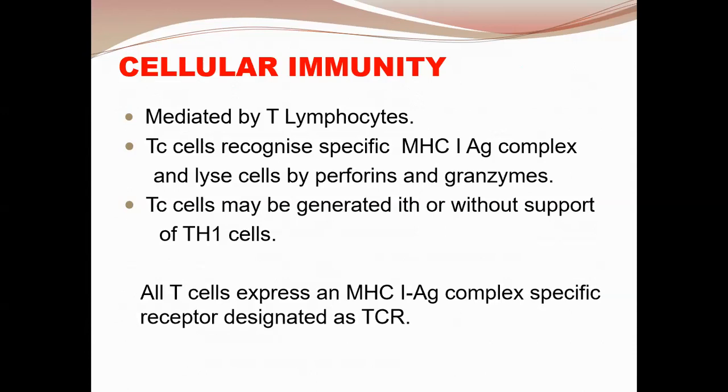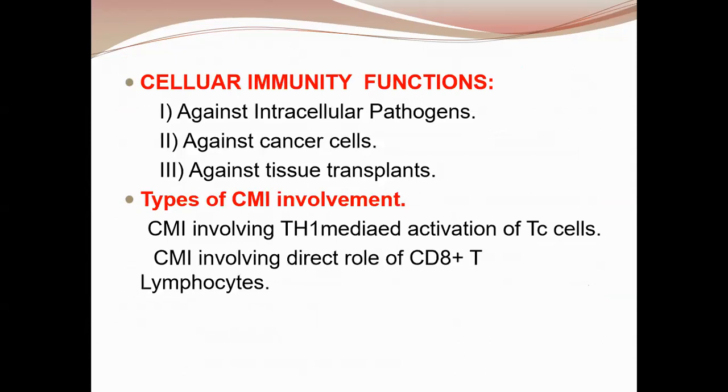Now, what is cellular immunity? What are the functions of cellular immunity? They are active against intracellular pathogens. Their function is against the cancer cells. Their function is also against tissue transplants. So the three major functions of cellular immunity are acting against intracellular pathogens, against the cancer cells, as well as against tissue transplants.